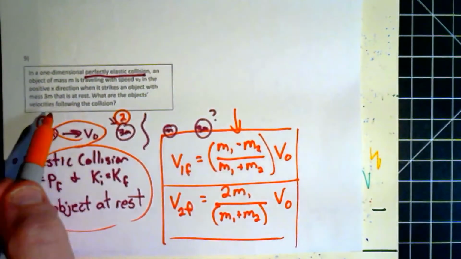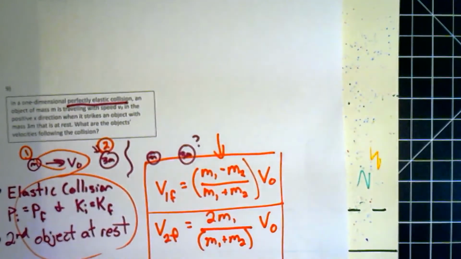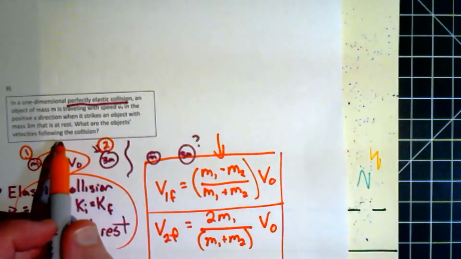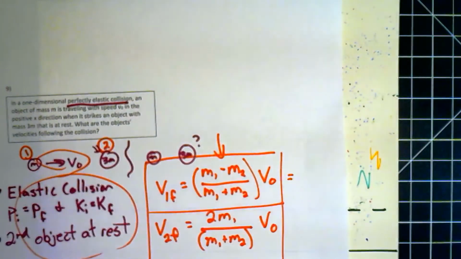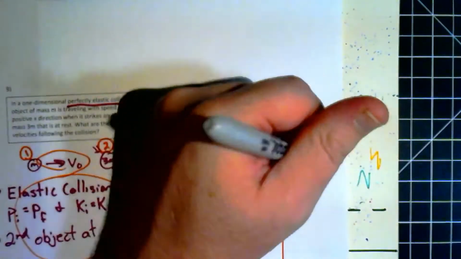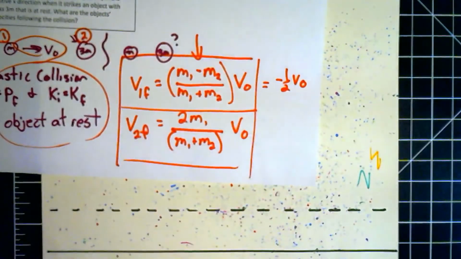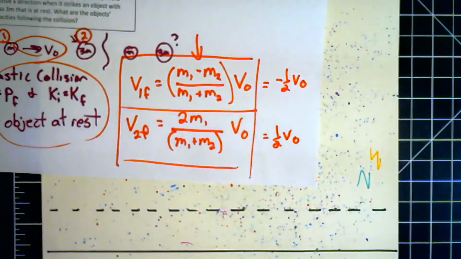But in this case, it actually asks us to calculate something. So when you plug these numbers in, you end up getting that the first object will bounce backwards because it's lighter than the second one, and it's going to go backwards at half its original speed. So it's going to be minus 1/2. And the second object will share that initial velocity the other way. So it's going to be 1/2 v naught the other way.